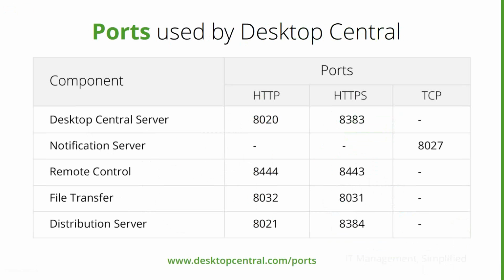These are the ports which you could see here. These ports are required for various operations in Desktop Central. For example, the on-demand port, port 8027, is for all your on-demand tasks. Similarly, all the other ports are required for other operations.